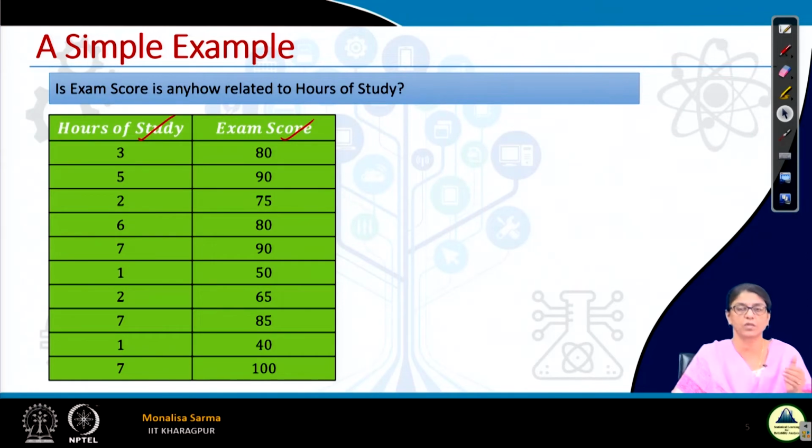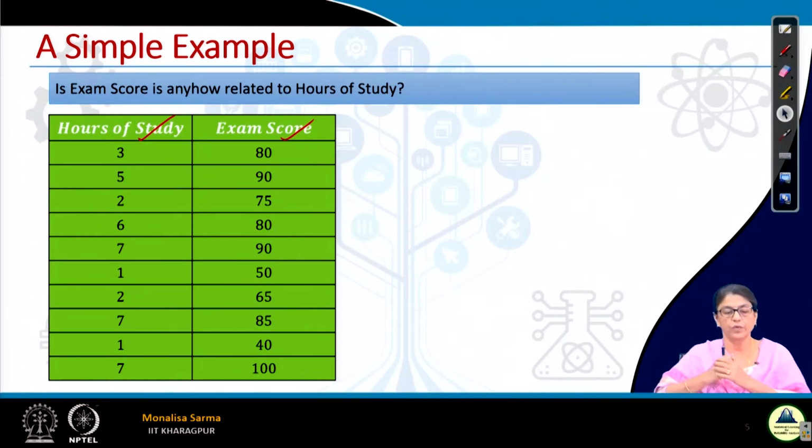Independent variable is also called a regressor. So, my hours of study is the regressor and exam score is the response or the dependent variable. Here the data is given for 10 students, the hours they put into studies, and consequently the score they get in an exam.